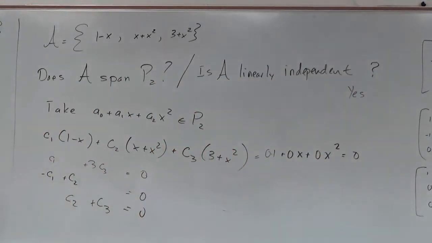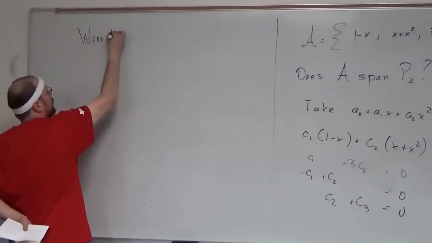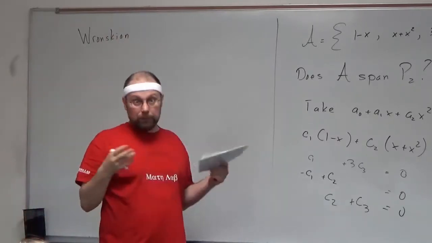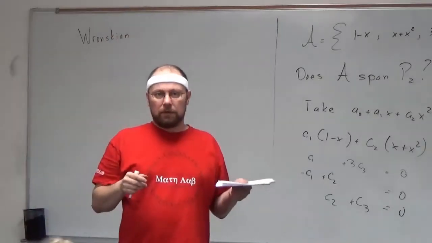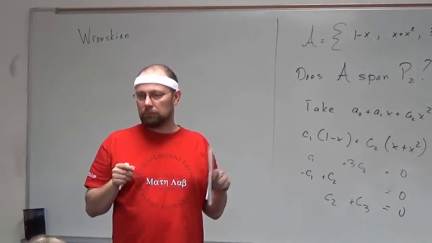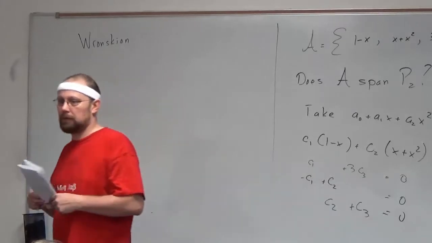And is there another way to do this? Yeah, so I guess we should talk about the Wronskian. If you imagine the set of continuous functions, right? Can you imagine why that would be a vector space? Why that can be considered a vector space?